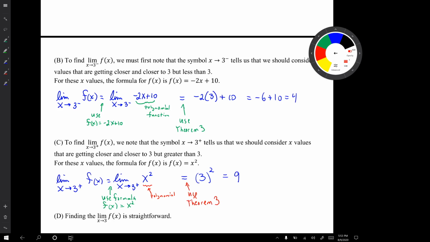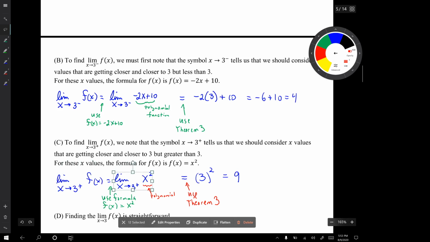So again, we first wrote down the expression that we were being asked to compute. That was this thing. We replaced it with this expression, which is the limit of f of x, but using the appropriate formula for f of x. And we had to figure out what the appropriate formula was. Since we were doing the limit from the right, the appropriate formula was f of x equals x squared. Once we get to here, then we just have a regular old limit.